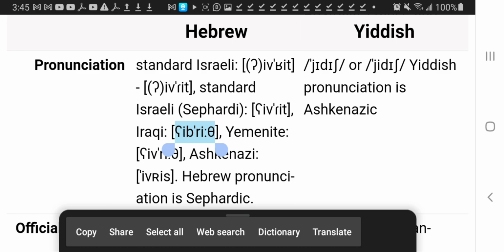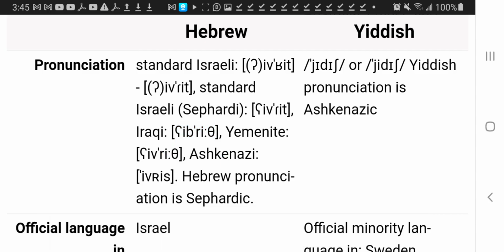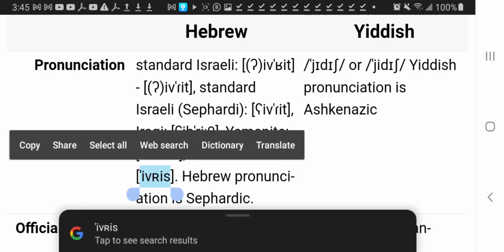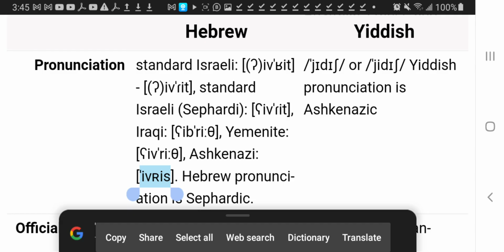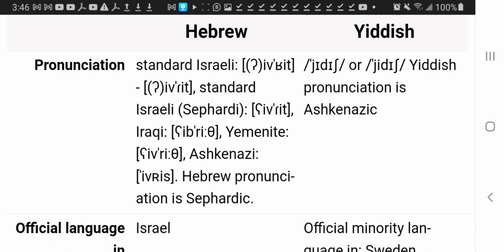Sephardic say Ivrit, Spanish-speaking Moreno Jews, right? The Ashkenazi say Ivris. Remember what we were saying about the Ashkenazic pronunciation? Ivris. Because the T at the end, in many words in the Ashkenazic pronunciation, sounds like an S. Bait, house, is bais. Shabbat is shavos, right?